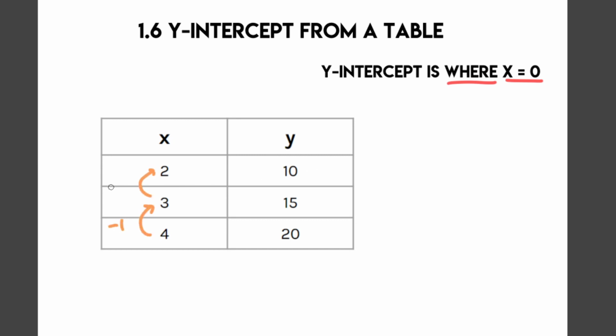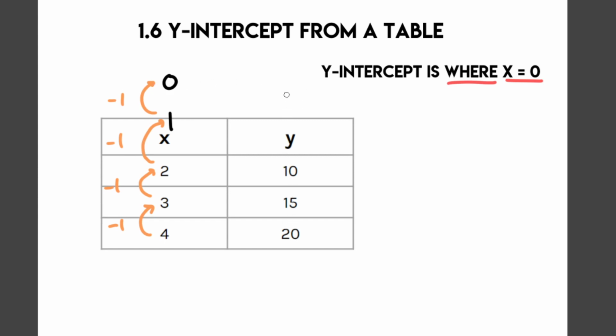From 3 to 2, we are subtracting 1. From 2, the next value would be subtracting 1. So 2 minus 1 gives me 1. And we got to go one more time. Minus 1. 1 minus 1 gives me 0. Cool? That's where my y-intercept's going to be.